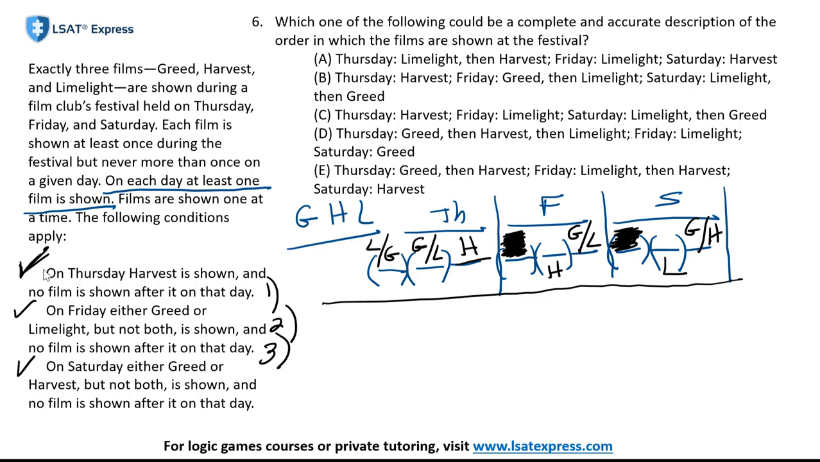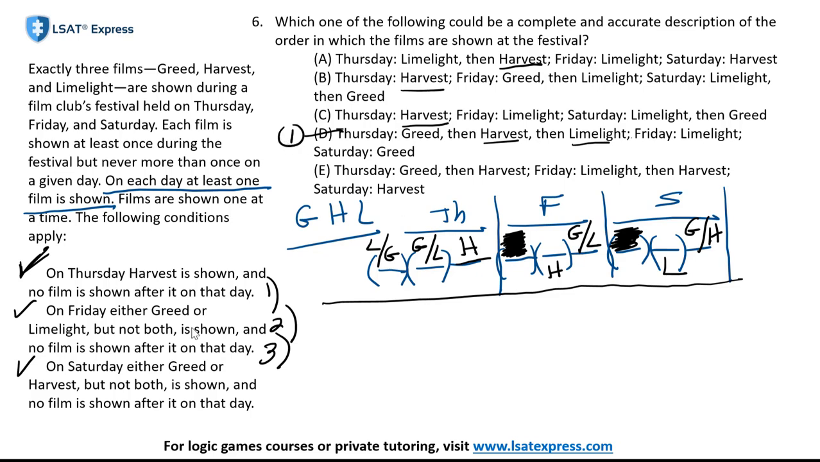On Thursday, H is shown and no film after that. So let's see, I look at answer A. Yes, H is shown and it is the last film. Okay, how about B? On Thursday, H is shown and it's the only film, so that's fine. Answer C, same story. But answer D, H is shown, but it is not the last film. So D is out, so I'm going to cross it out and I'm going to write that that was rule 1 that got rid of D.